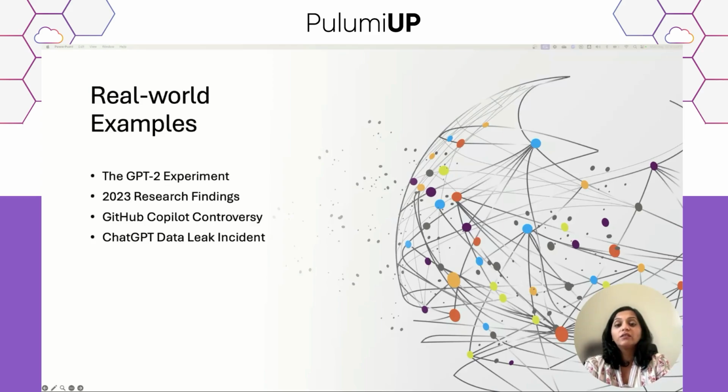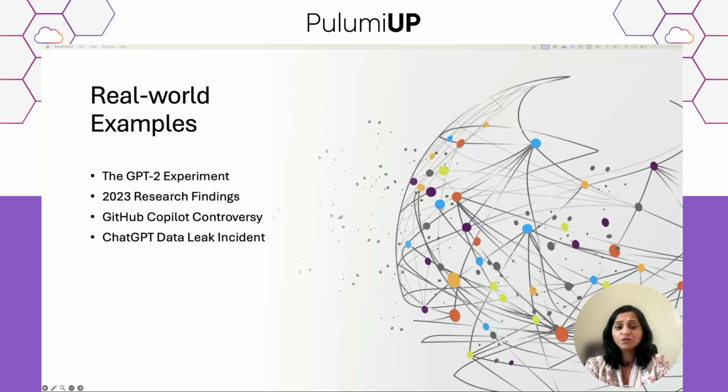Lastly, let's look at the recent incident with ChatGPT. In March 2023, OpenAI had to temporarily shut down ChatGPT due to a bug that allowed some users to see titles from other users' chat history. While no full conversations were exposed, it was a wake-up call about the potential for data leaks in these systems. These examples show us that the privacy challenges of LLMs aren't just abstract concepts, they are real.